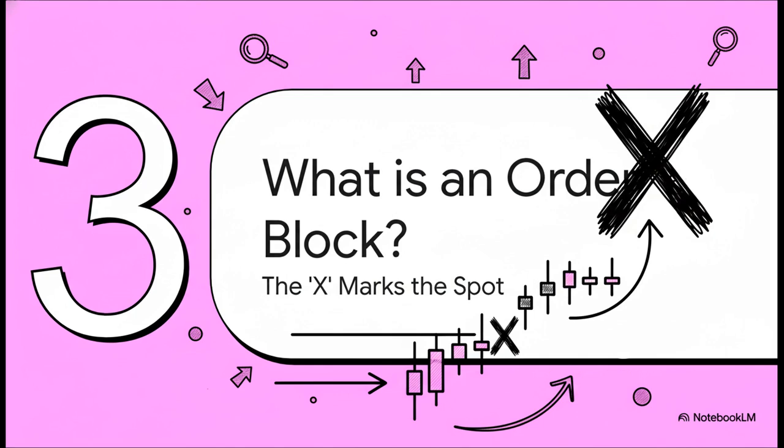Okay, so the market structure shift is like the smoke alarm going off. It's a huge warning that a reversal could be coming. But where's the actual fire? That brings us to our next piece of the puzzle, the order block. This is literally our X that marks the spot.